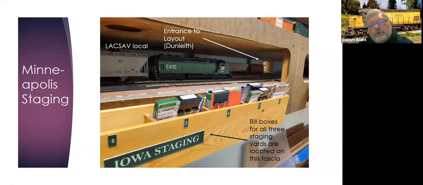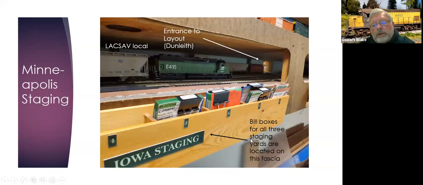I usually build only 1 train in Minneapolis, and that's actually the train that happens to be sitting here right now. It's the La Crosse to Savannah local, and it is built and ready to depart. There is also a grain train sitting behind it on tracks 1 and 2, and that train will have to be doubled before it leaves Minneapolis staging.